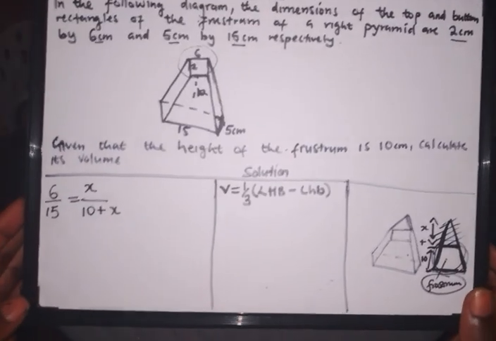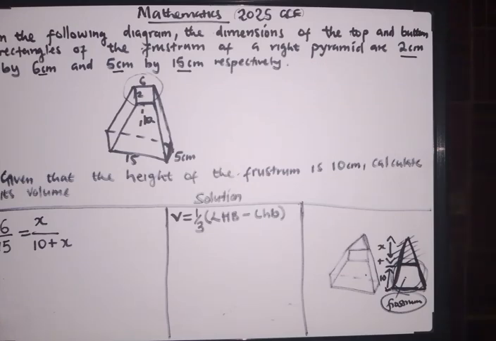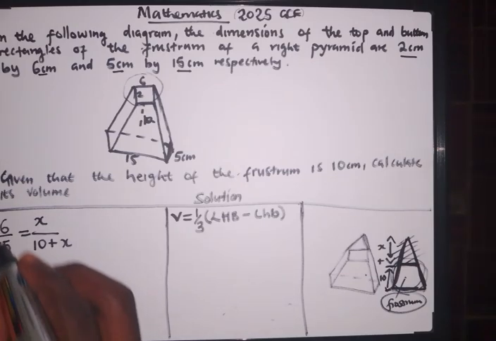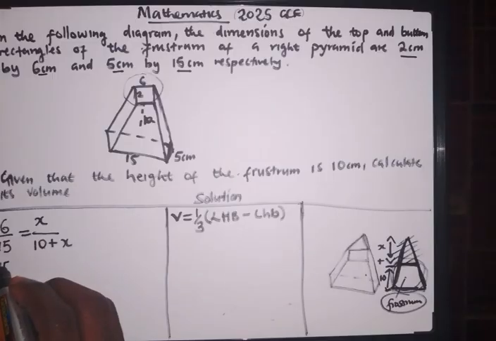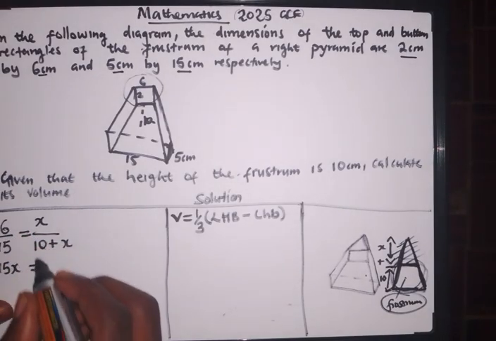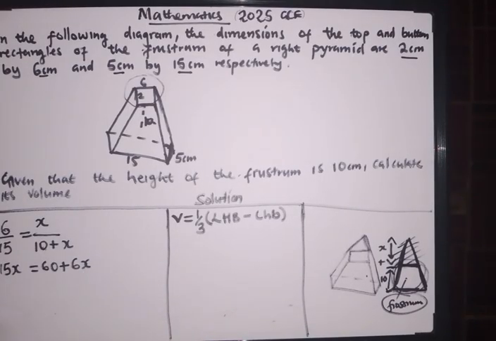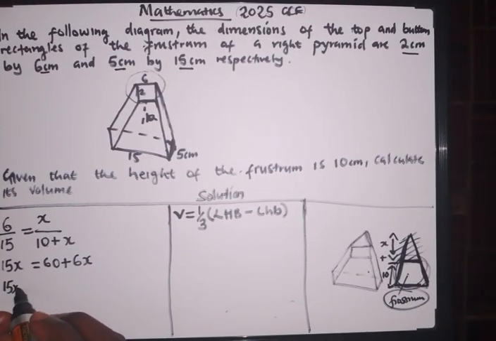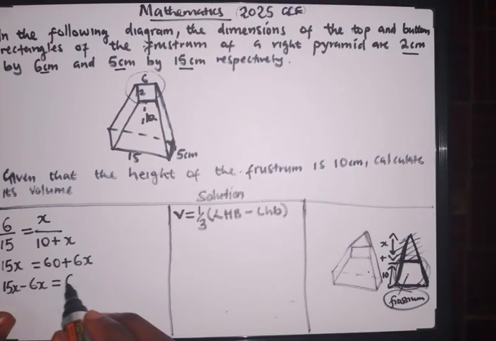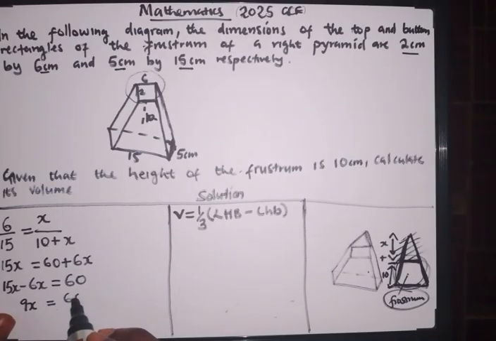Then after that, you are going to cross multiply. So we start with 15 times x, we have 15x, which is equal to 6 times 10, we have 60, plus 6x. Then here you group the like terms. So 6x will cross the equal sign. We have 15x minus 6x, which is equal to 60. Then if we subtract 15x minus 6x, we have 9x, which is equal to 60.